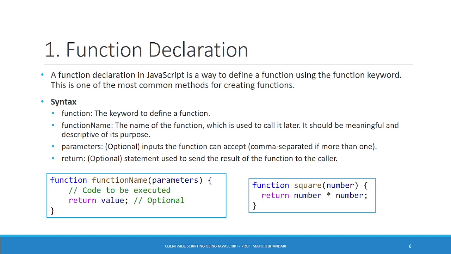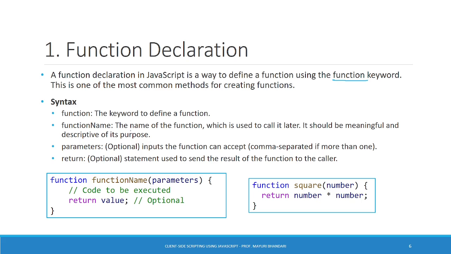In today's video, we'll be diving into one of the most common and essential methods for defining functions, the function declaration. So, what is function declaration? A function declaration in JavaScript is a way to define a function using the function keyword. This is the most straightforward way of creating a function, and it is the method you'll encounter most often in JavaScript.